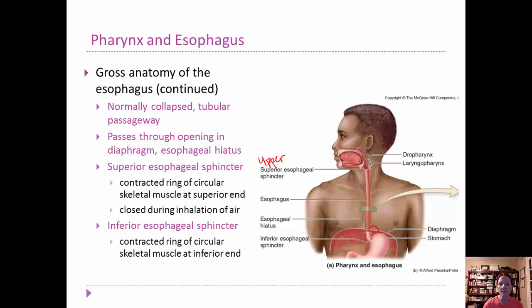And at the very end, you're going to have another sphincter, and this sphincter is going to control that bolus of food going into the stomach. And again, we will talk about that in swallowing. This one is called inferior here, but you can also call it the lower esophageal sphincter. I typically call it the lower esophageal sphincter. I've never referred to it as inferior, but this book does.